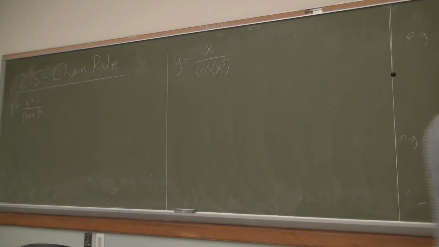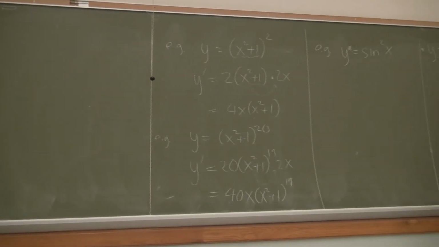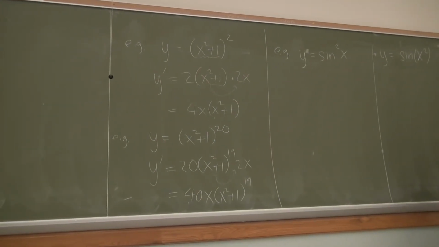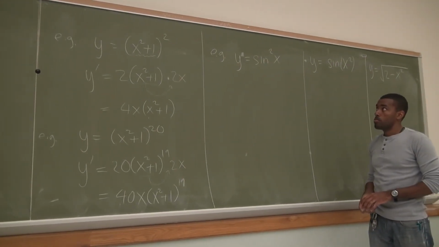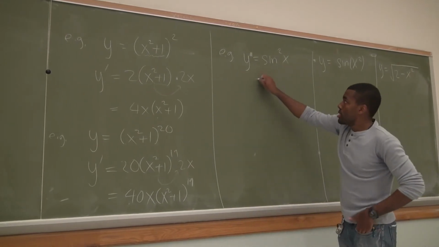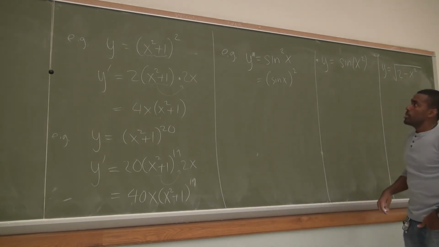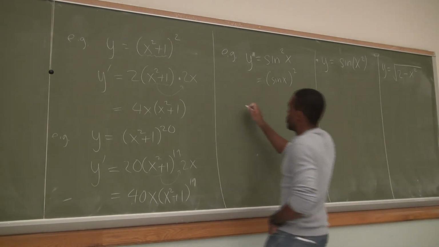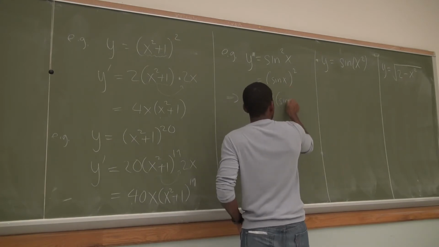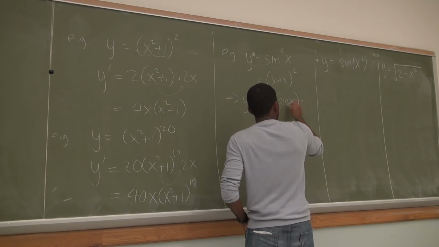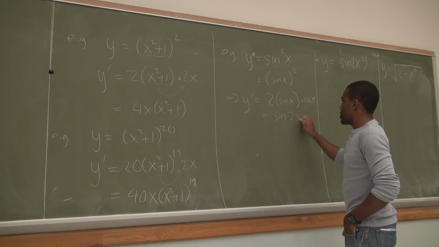Let's start with over here. Derivative of y equals sine squared x. The trick is to think of this as (sine x) all squared. And so y prime would be 2, just do the power rule, leave the inside intact, and then you multiply by the derivative of the inside, which is cosine x.